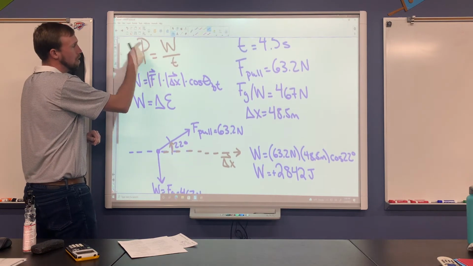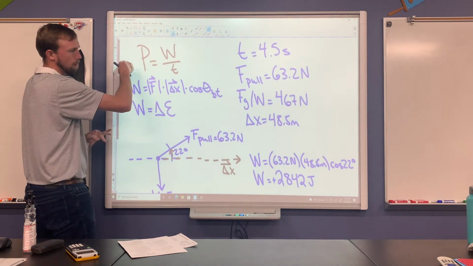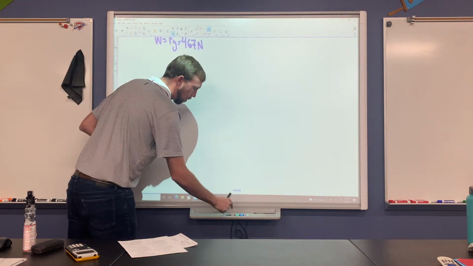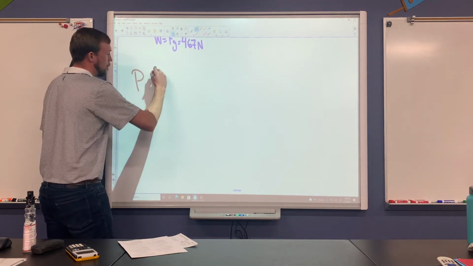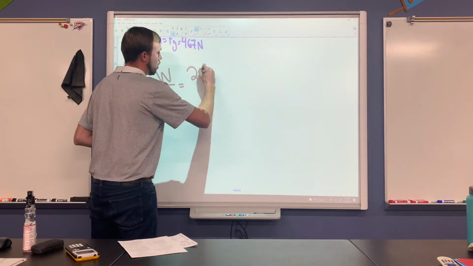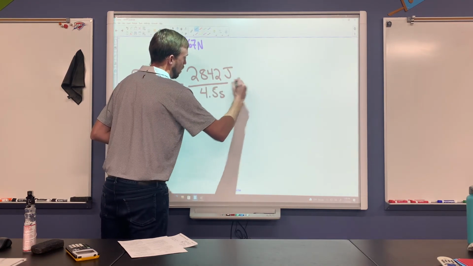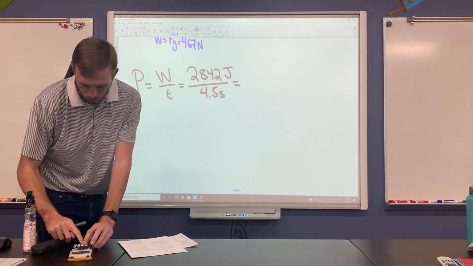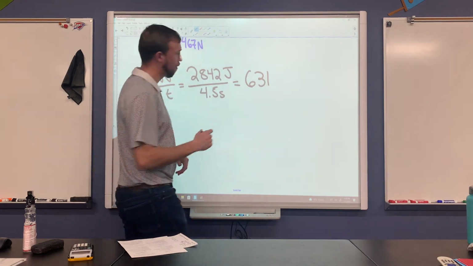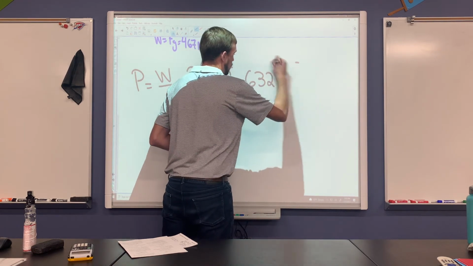We know the time that we're doing this work in, 4.5 seconds. And he went pretty fast, 48 meters in 4 seconds. That guy's pretty quick. Okay, excuse me. So our power is going to be our work done as a function of time. Our work done we just found, 2842 joules, divided by our time, 4.5 seconds. So 2842 over 4.5. Wayne's power is 631.5. So if I'm going to 3 sig figs, I call this 632 watts.